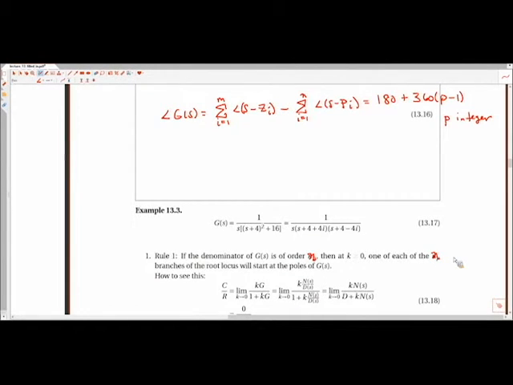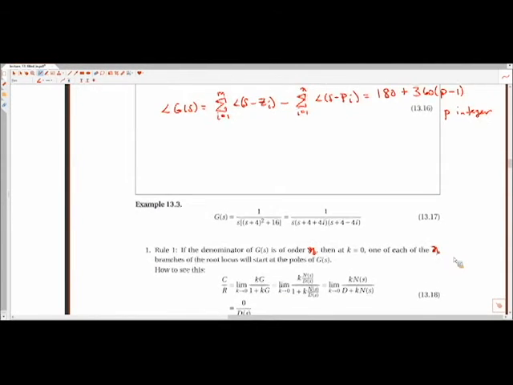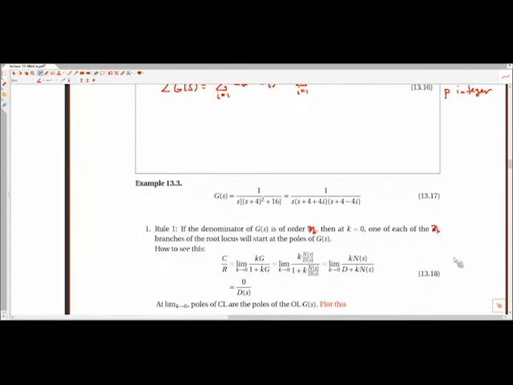Okay, so if the denominator of G(s) is order n, then at k equal to 0, this is where the root locus starts. Remember, the root locus is you're varying this value of k from 0 to infinity. This is basically telling us where the root locus starts. Each of the n branches of the root locus will start at the poles of G(s).